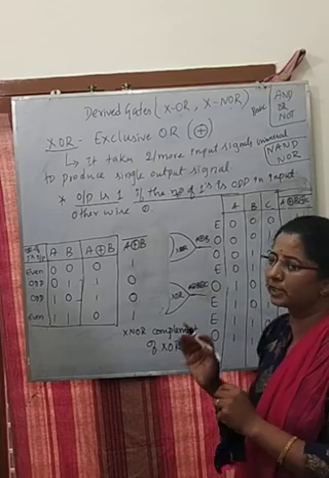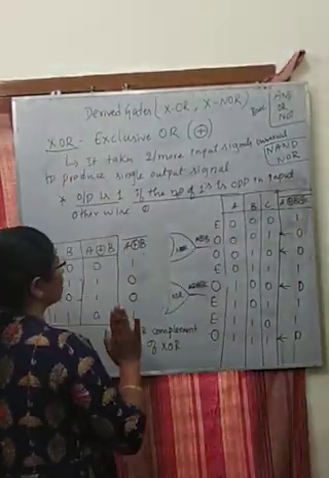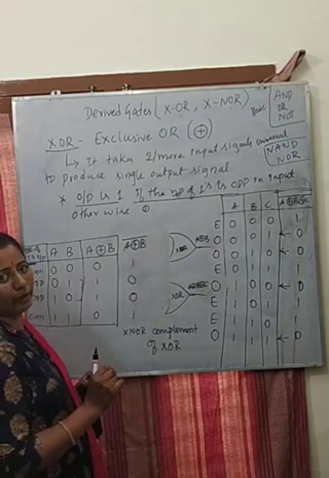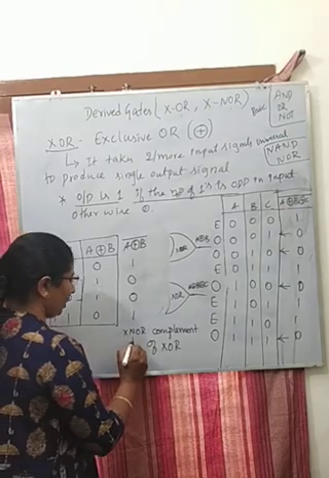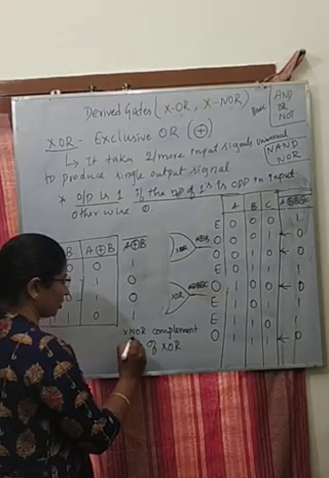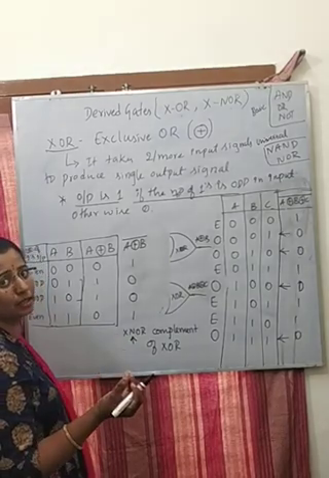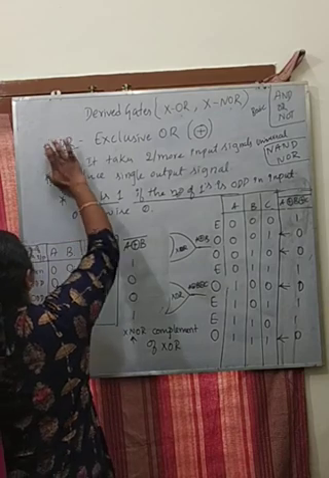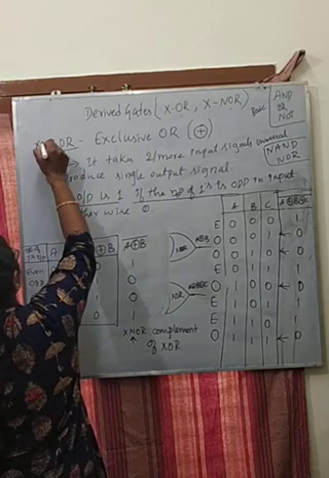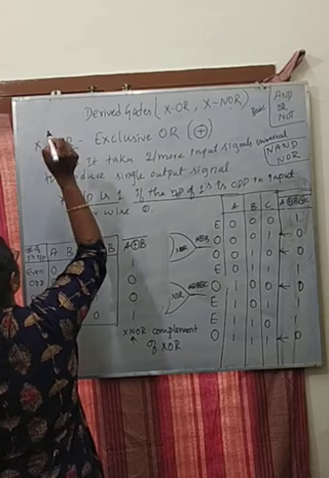Just the opposite of what we got in the XOR gate: we are getting complementation of that, which is called the XNOR gate. Wherever the letter N is there, it means we are complementing the result. What do you mean by XNOR gate? It is an exclusive NOR gate.